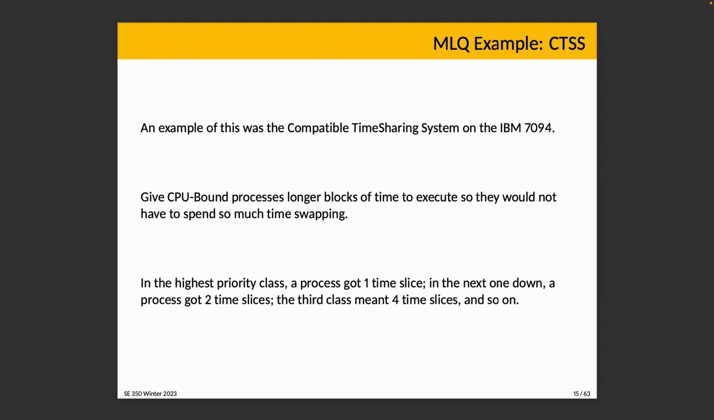But things that are CPU bound, we might put them in the third class. So when they run, they get to run for 4 full time slices before they have to give up the CPU. That kind of thing is convenient, right? It's appreciated because it does reduce the amount of time swapping, but it still allows us to prioritize processes that are less CPU intensive and more I/O intensive.